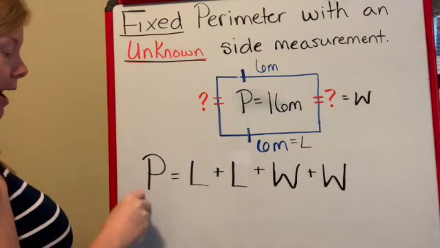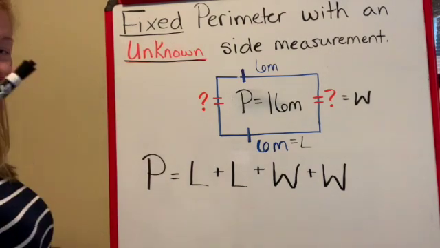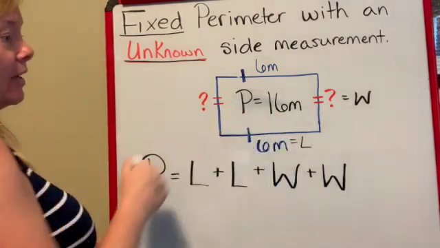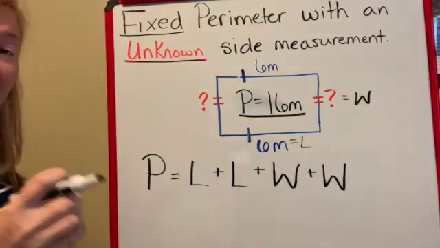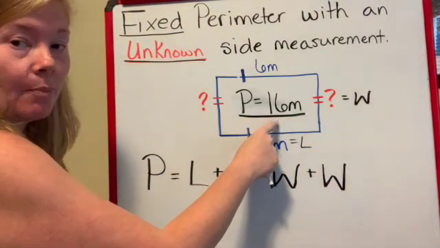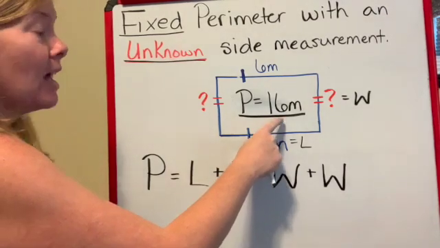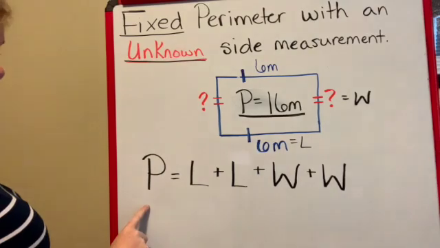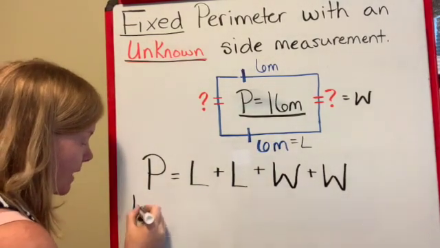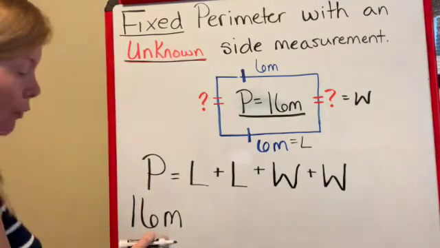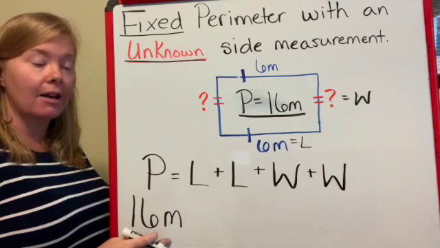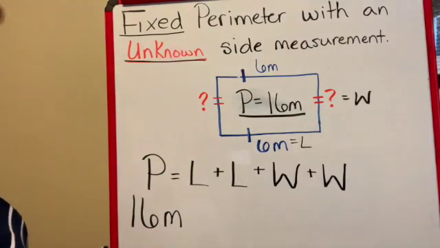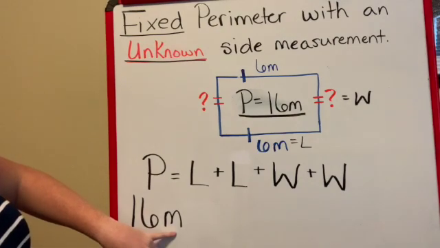Last week we were trying to figure out what the perimeter was. But today, they already gave us the perimeter. So because they gave us the perimeter, all I have to do is plug that number in. Remember those words, plug that number in? I'm going to plug it in, or put it in place of the P. So I've got 16 meters. Remember, we have to always put our units of measurement. Do not forget your units of measurement. So we have 16 meters.